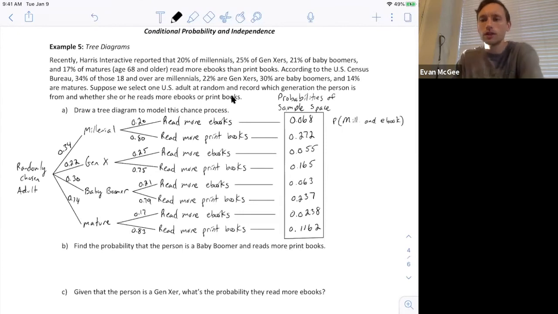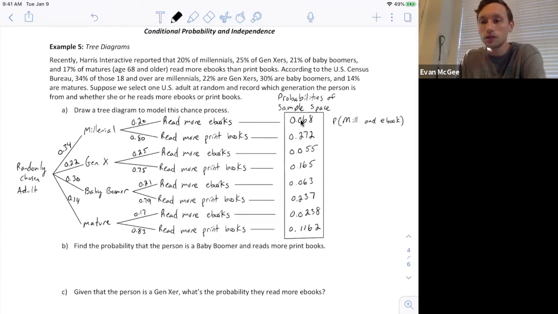So you can see I've written out my sample space and the probability of each event. One of these events is going to occur if I randomly select a student or an adult, because they're either going to be one of these and they're either going to read more ebooks or more print books. So my sample space, all of these probabilities, if you add them up together, it's going to equal 1.